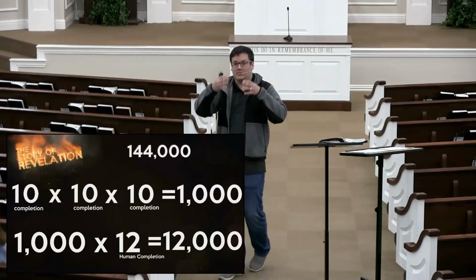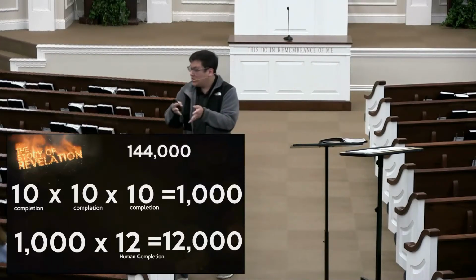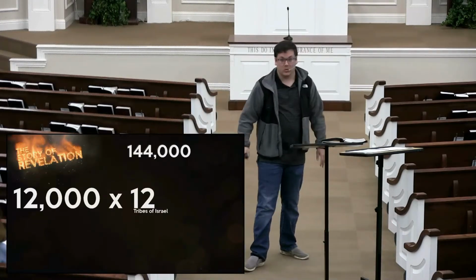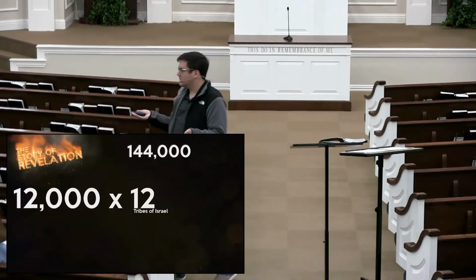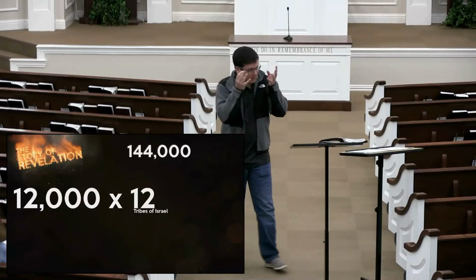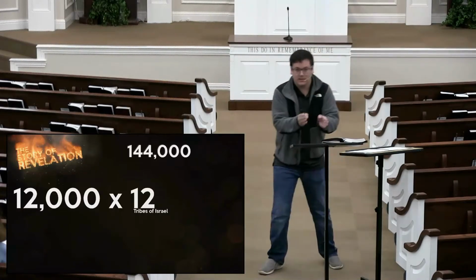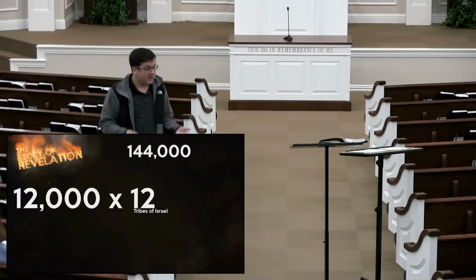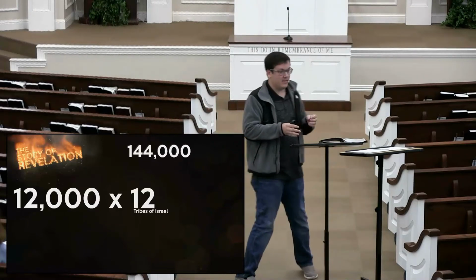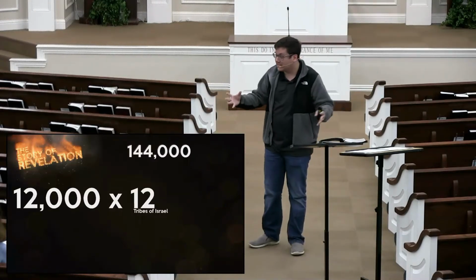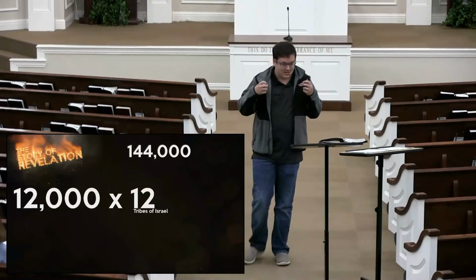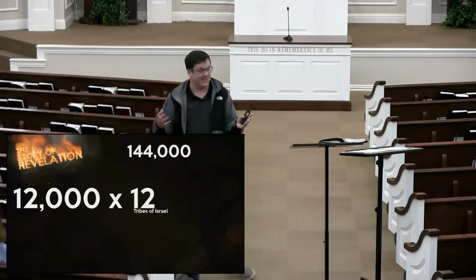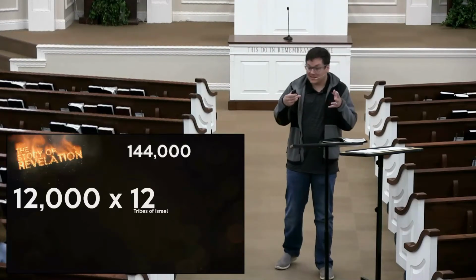So we have completion times completion times completion times human completion. That 12,000 times 12 tribes of Israel, or another human completion. Do you get the picture? Completion times completion. You have complete times complete times complete times complete times complete. Does that bring any ideas to mind? Completion, complete. The 144,000 represents a complete whole number. It's being drilled in for emphasis. I know I just said the word complete probably more times than you've heard your entire life, all in about 10 seconds. But that's the point.